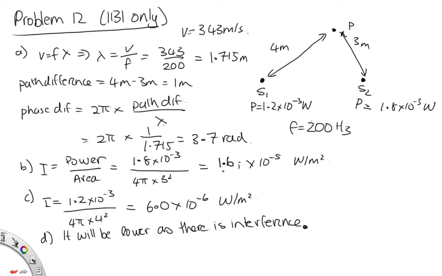Okay, so it's lower because the interference isn't completely constructive. There's a bit of destructive interference there because of this phase difference.